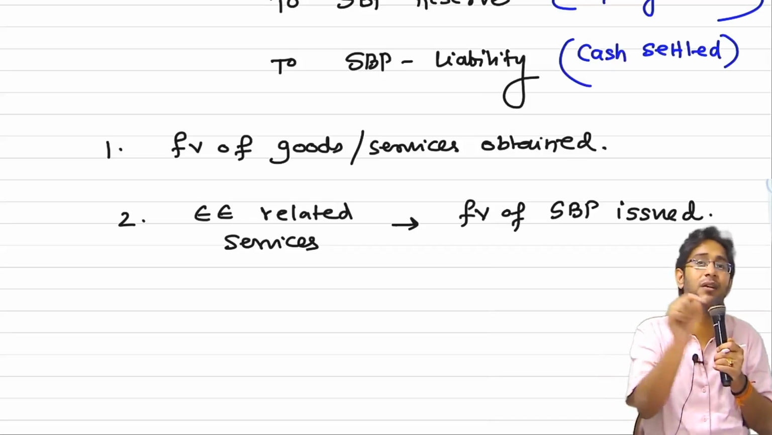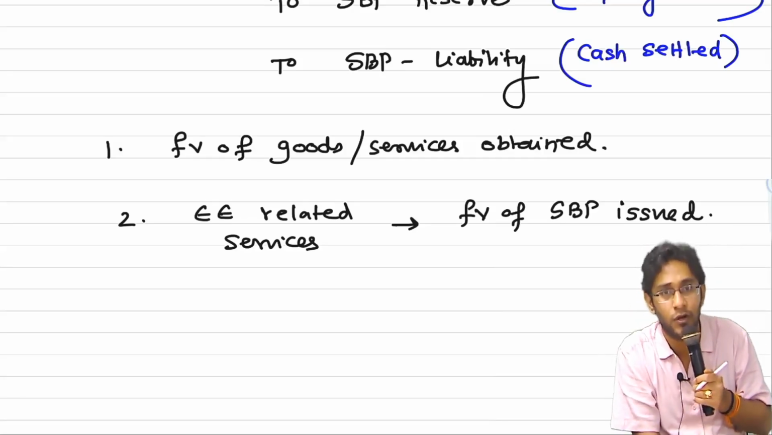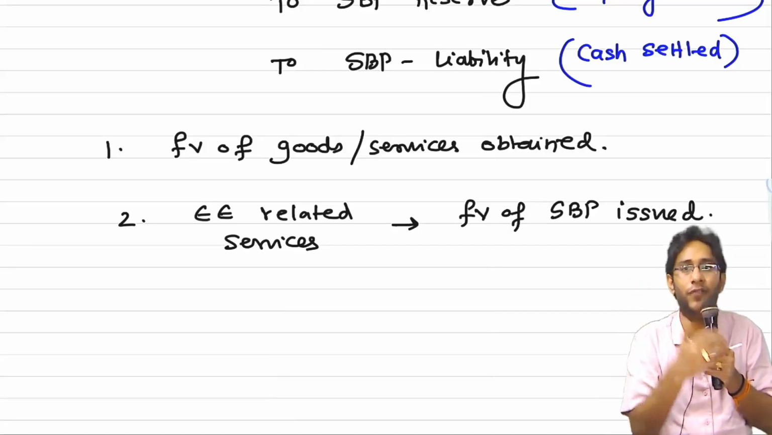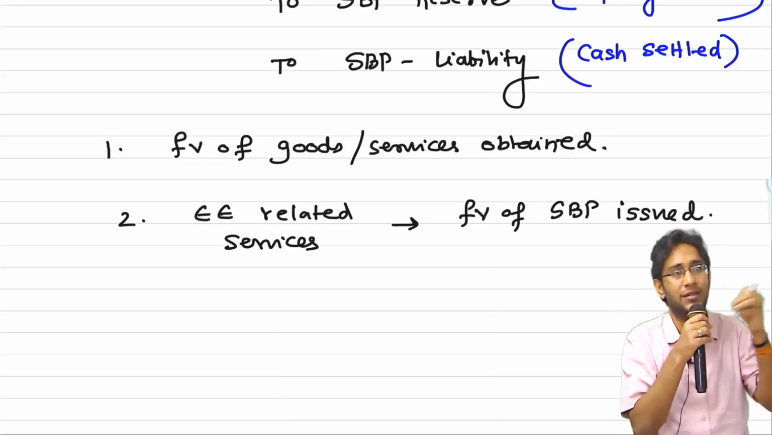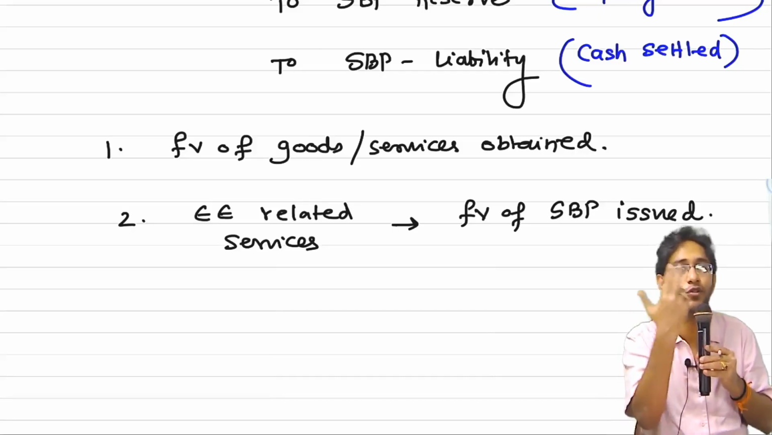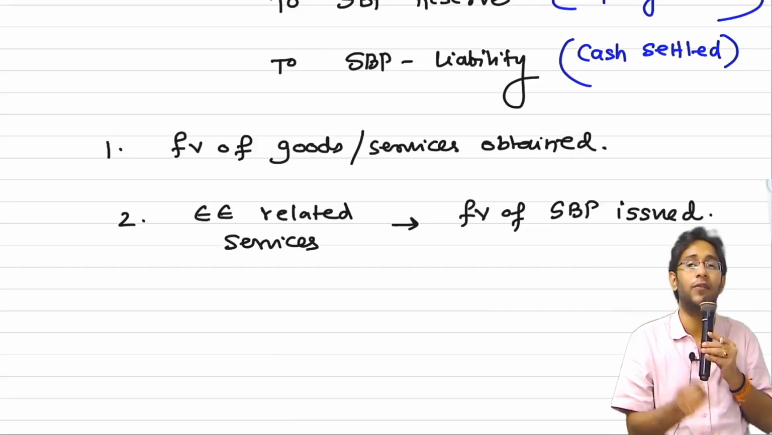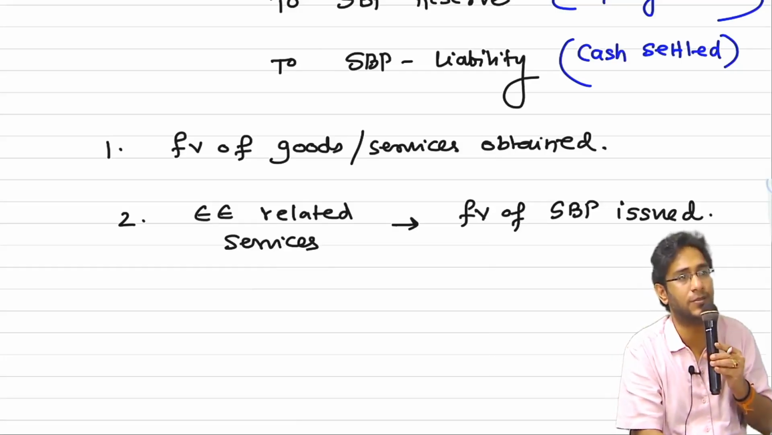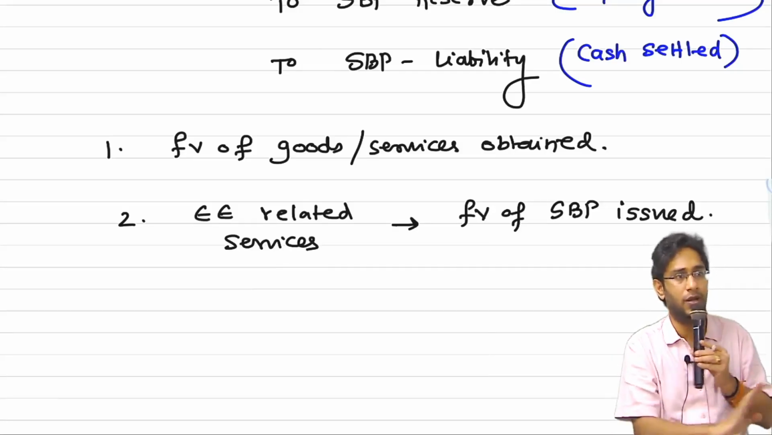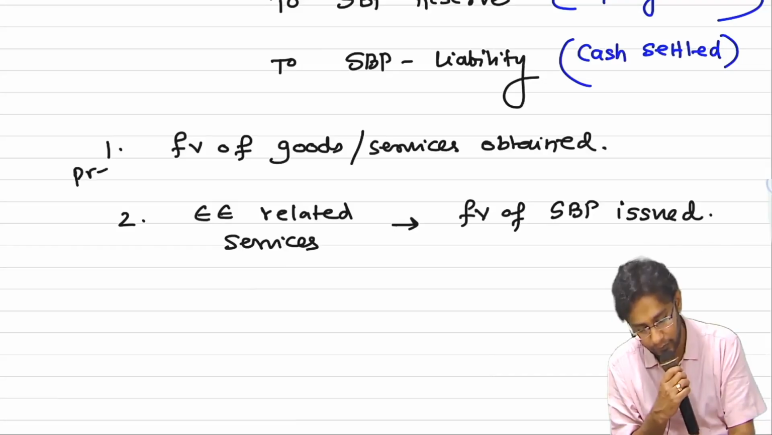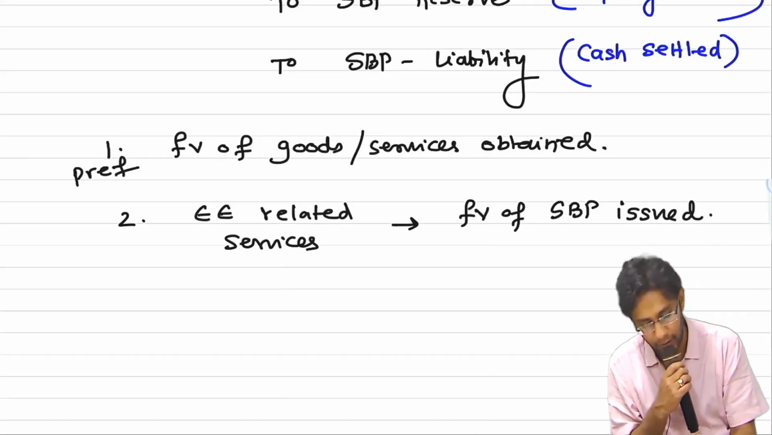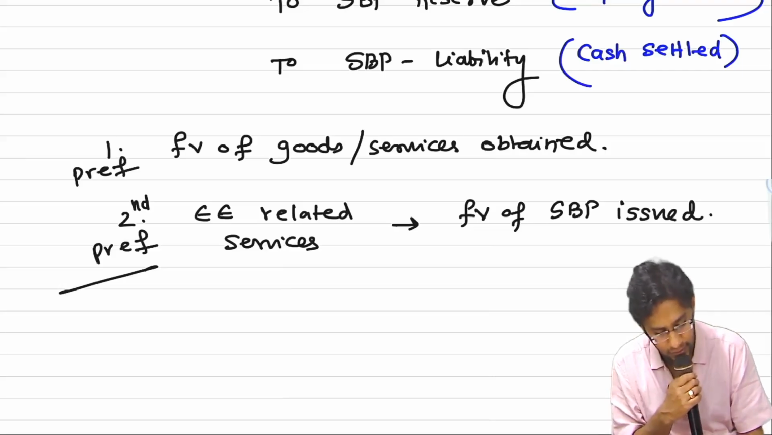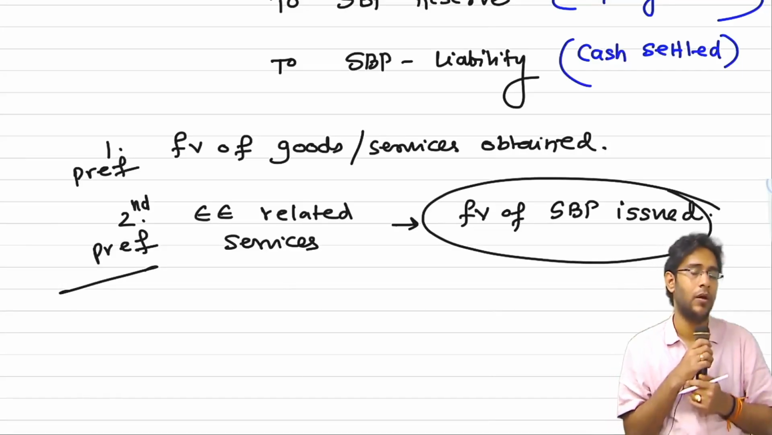So for the extra services the employee has to give to reach your sales target, to increase your profit margin, employees have to put in some extra effort. Now, how will you get the valuation of that extra effort? You can't get it. Therefore, in employee related cases, you will take the fair value of the share based payment plan issued. Make it clear here, this is the first priority. This is the second priority actually. But in employee related cases, you will have to take only this.